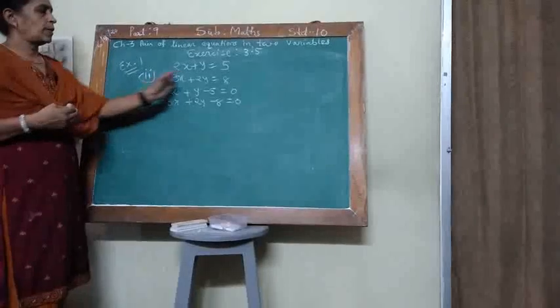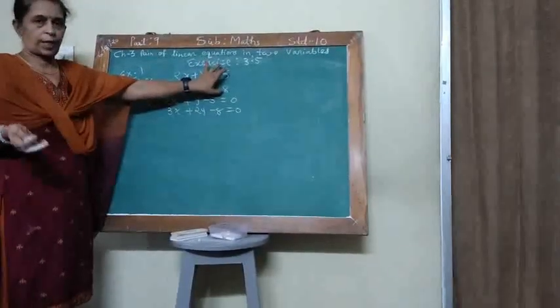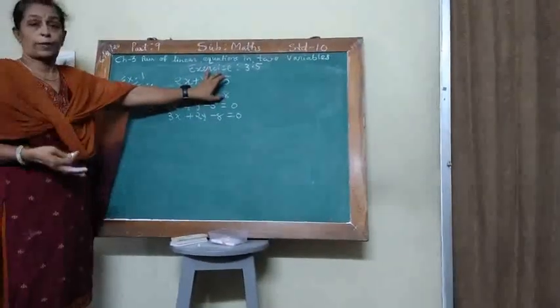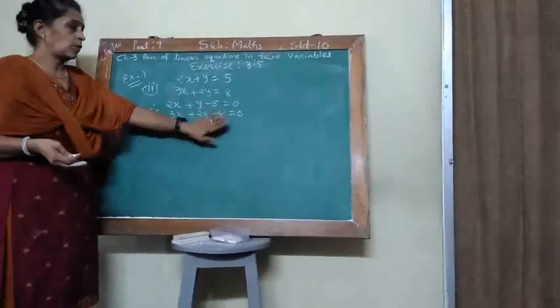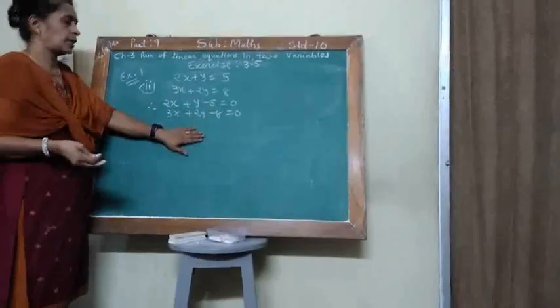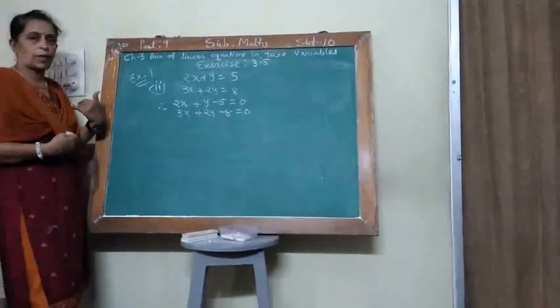But in elimination method we keep this term on that side. In elimination, graphical method, substitution method, you may write like this. But in cross multiplication method you must have to write all the terms on left side.